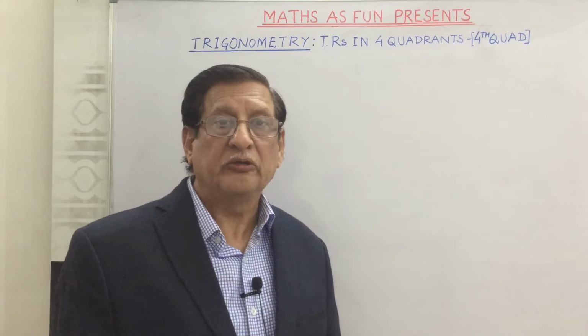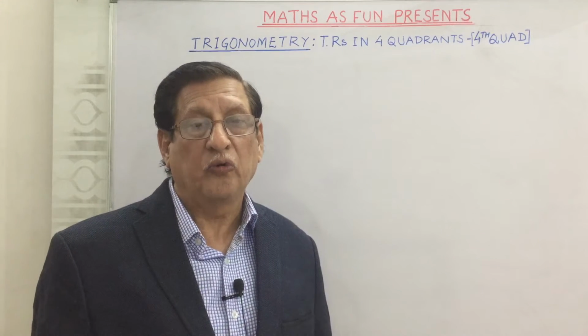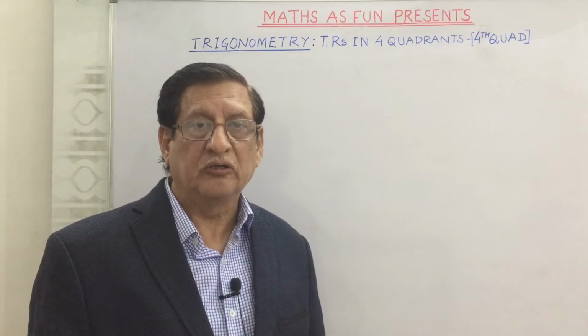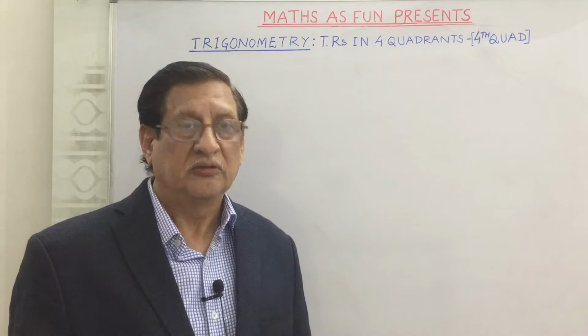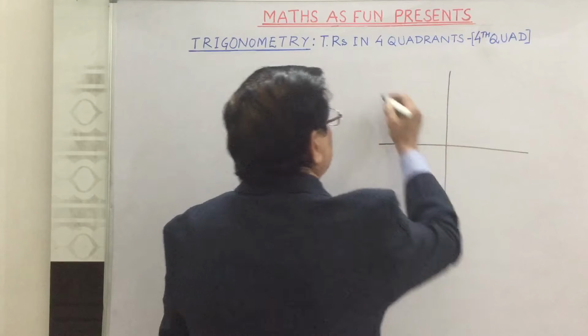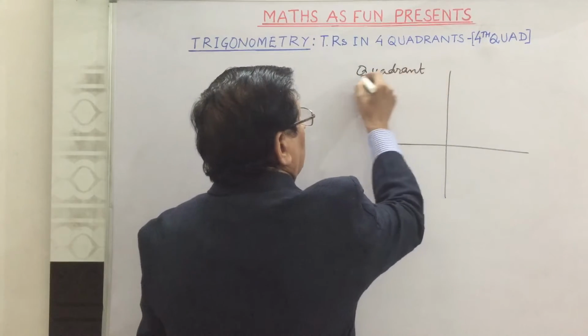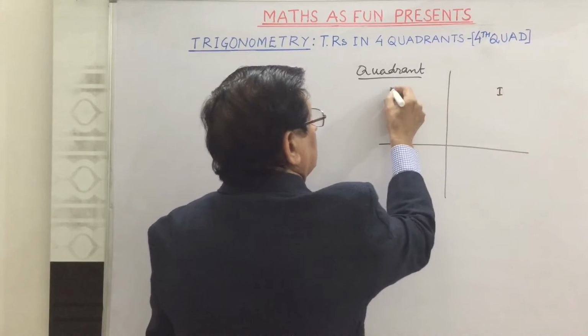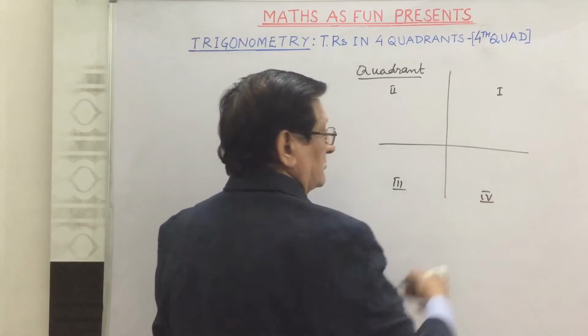Hello everyone, continuing with the trigonometrical ratios of the angles in four quadrants. In this video we will be learning about the trigonometrical ratios of the angles which lie in the fourth quadrant. See here, when we go to the fourth quadrant, this is the quadrant system we know. This is first quadrant, this is second quadrant, this is third, and this is the fourth one.